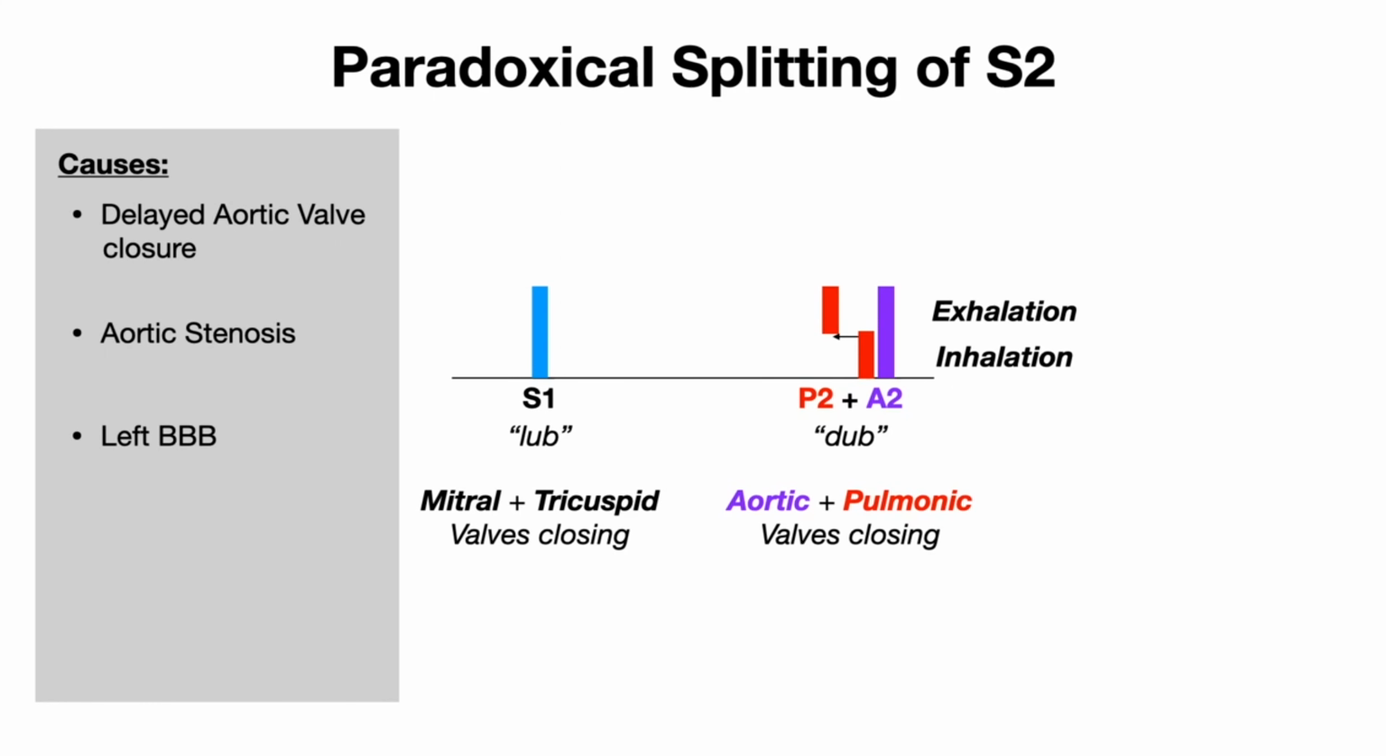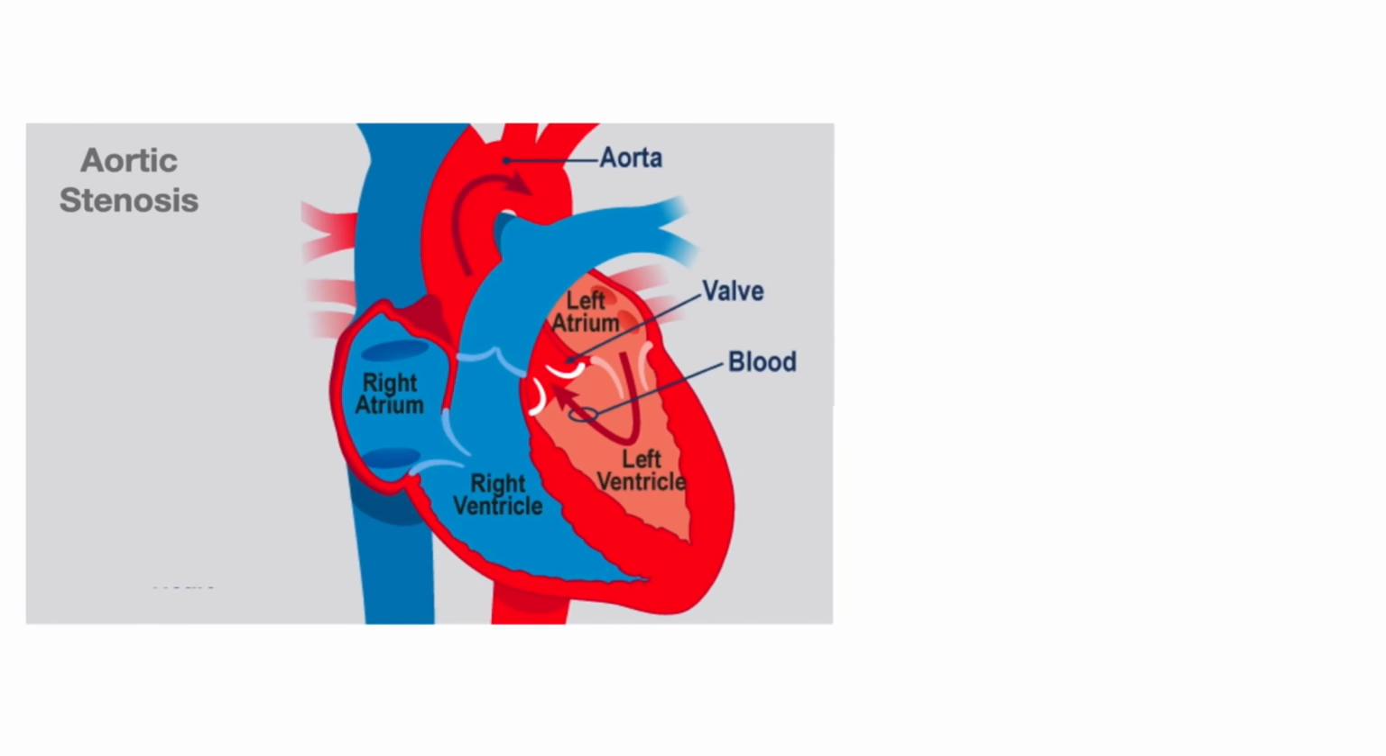What we see is we've got our S1 or our lub followed by what's normally our S2 or our dub. Now in all the other graphs, you've seen the A2 or aortic component of the dub happen first. And then you saw the pulmonic or P2 component of the dub happen second. But in paradoxical splitting, that actually gets reversed. So let's talk about that. So let's use aortic stenosis as our example.